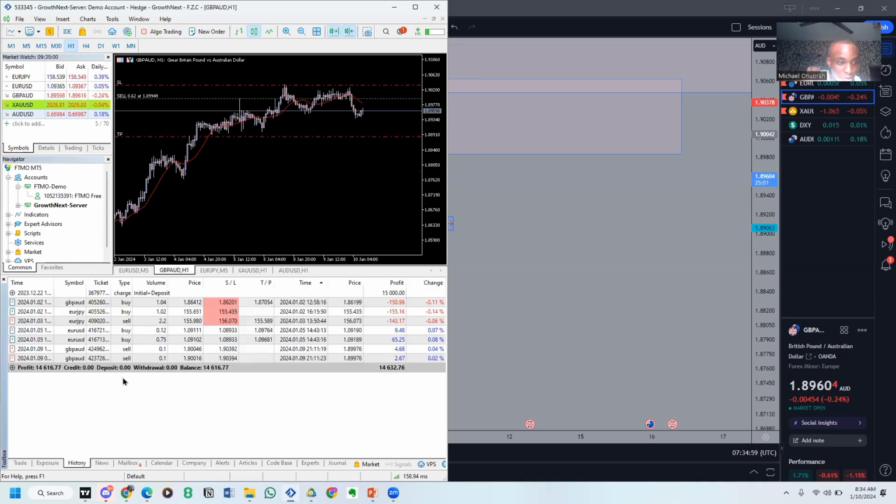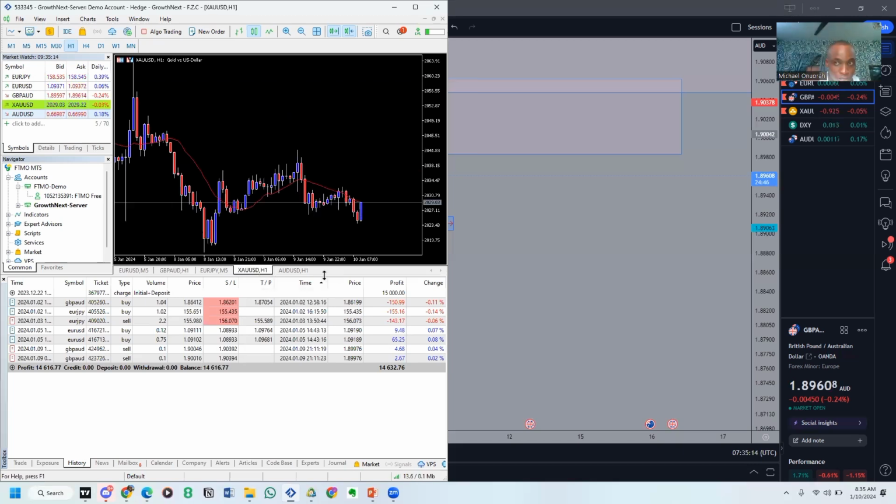We're currently in a drawdown of barely 2.5%, and if this trade goes out, we're going to come out of the drawdown. So that's the heads up on the trades, right?